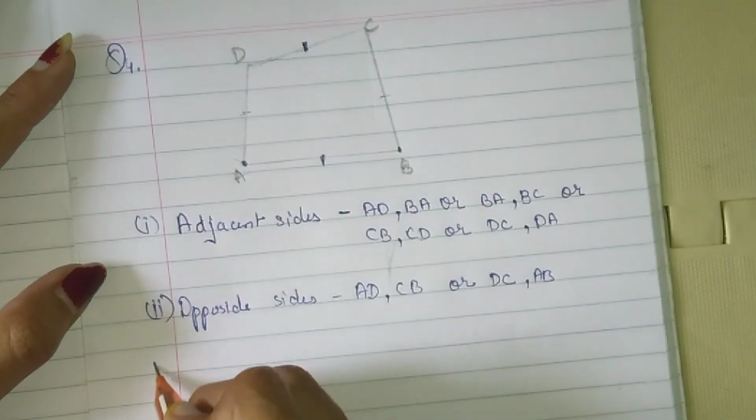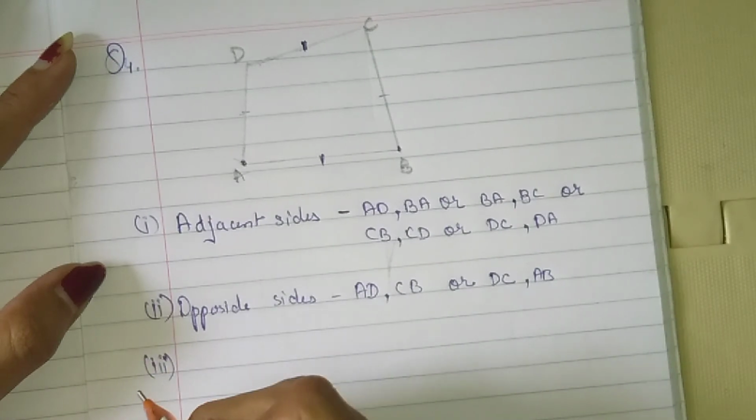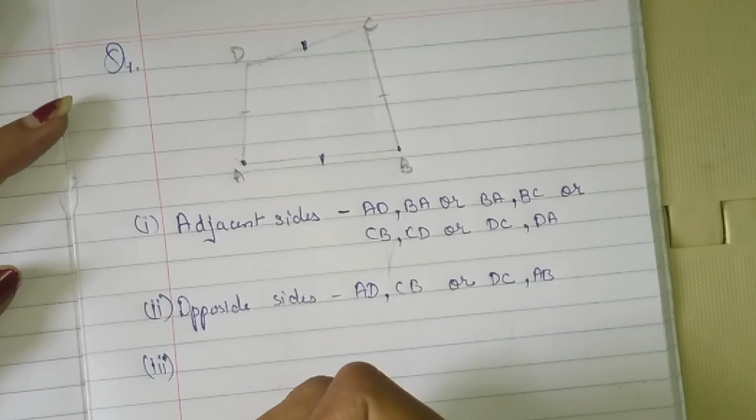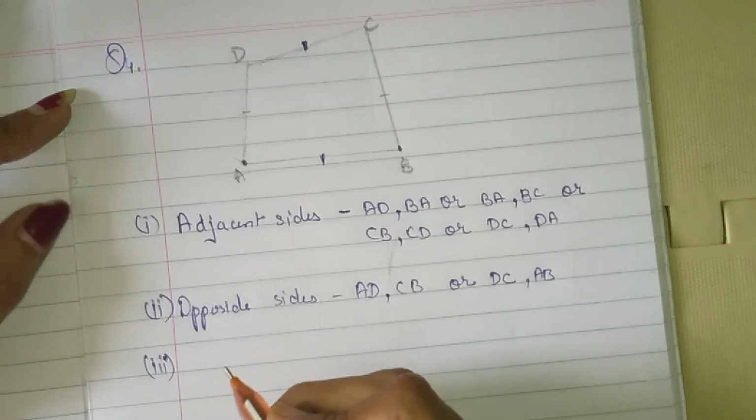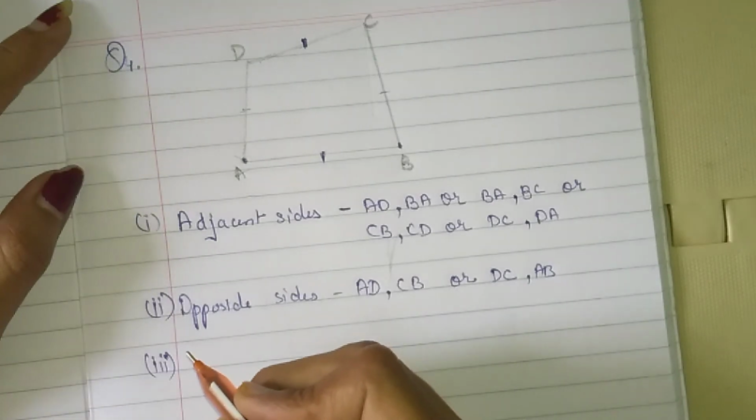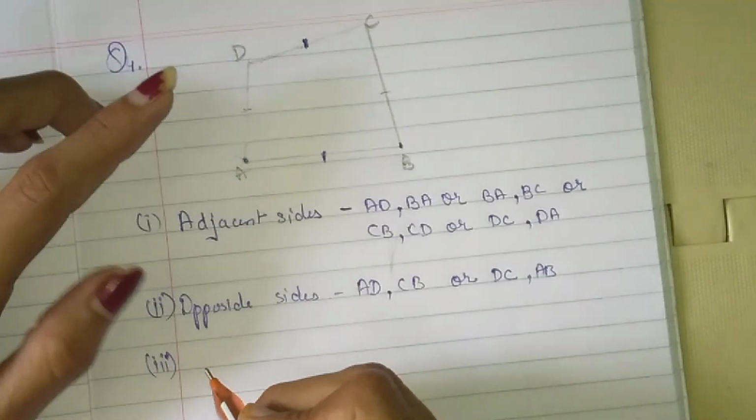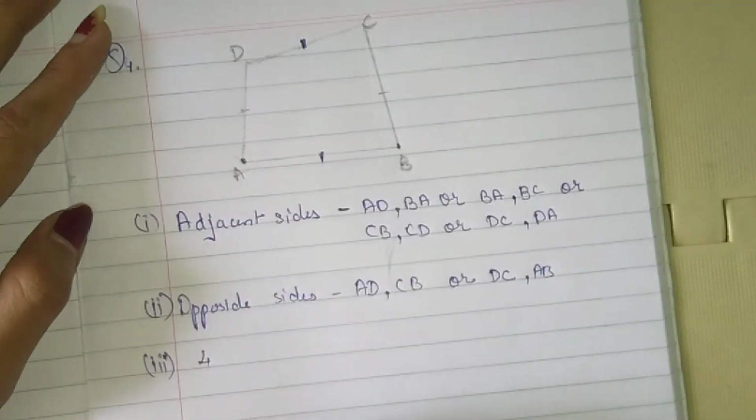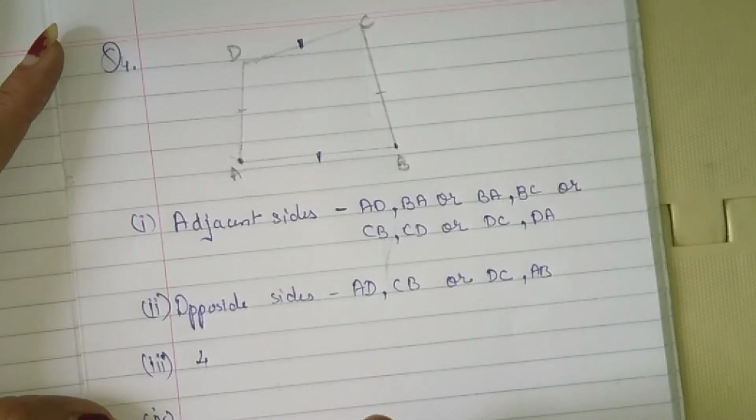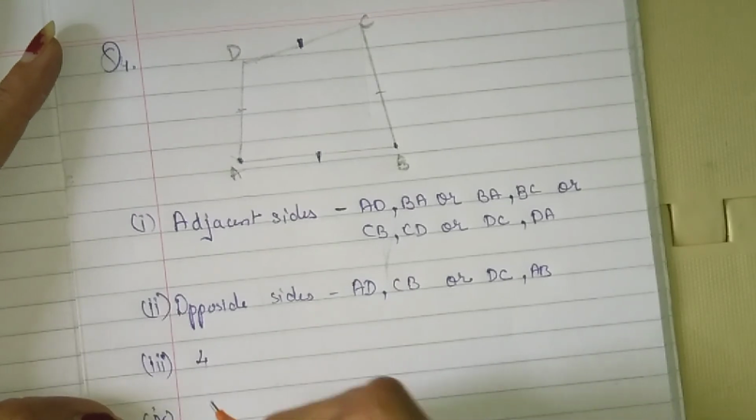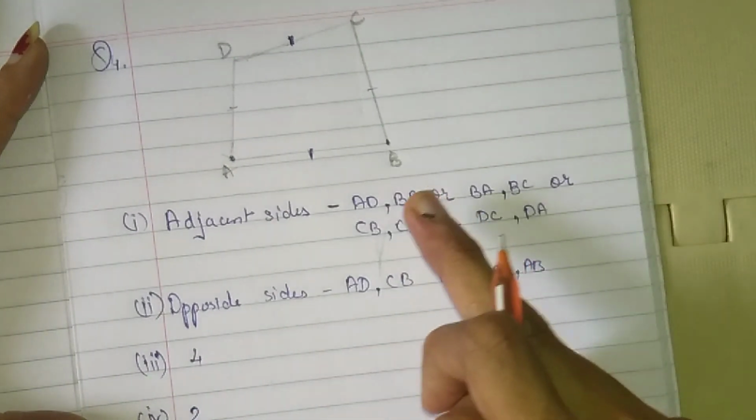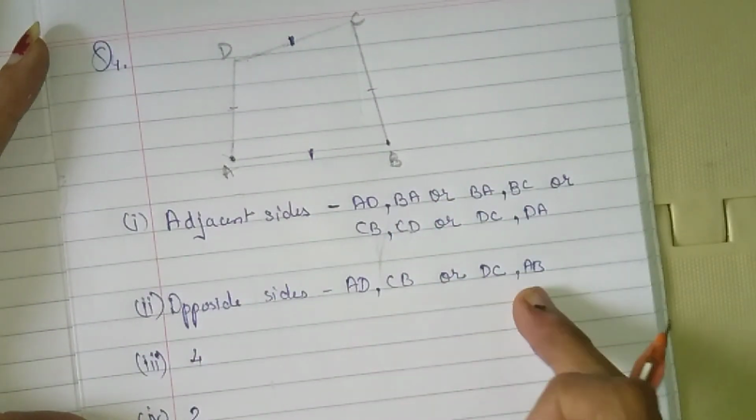Now third question: how many pairs of adjacent sides are there? Now we just have to write how many pairs of adjacent sides. There are 4 pairs. Fourth question: how many pairs of opposite sides are there? There are 2 pairs. Okay, this is 4 pairs and this is 2 pairs.